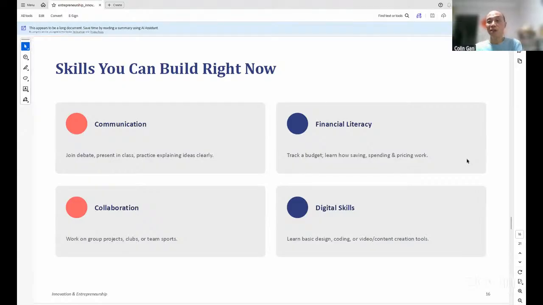Financial literacy, that's where the math comes in. You need to be able to build a budget, and understand the meaning of budgeting: how you do your savings, how you are going to spend your budget, and how you are going to price your product or service. Digital skills: you need to have basic knowledge of design, coding, or video content creation tools if you are going to build your own website.